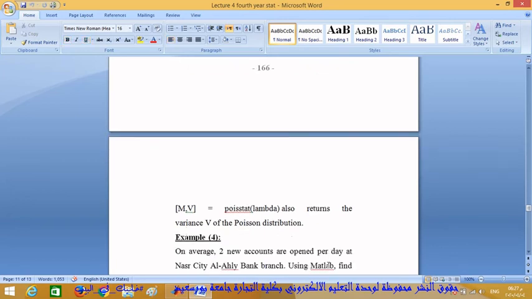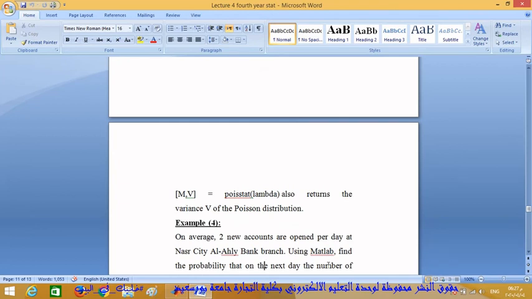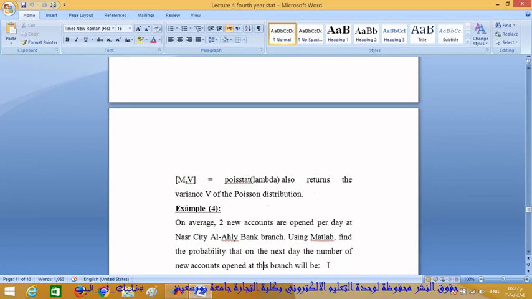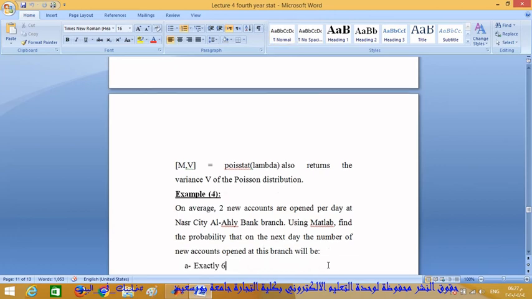Example 4. On average, 2 new accounts are opened per day at Nasr City Al Ahli Bank branch. Using MATLAB, find the probability that on the next day the number of new accounts opened at this branch will be: number 1, exactly 6. Here, on average 2 new accounts per day. The interval is 1 day, and the lambda or the mean is 2 per day. So lambda equals 2 and the interval equals 1 day.